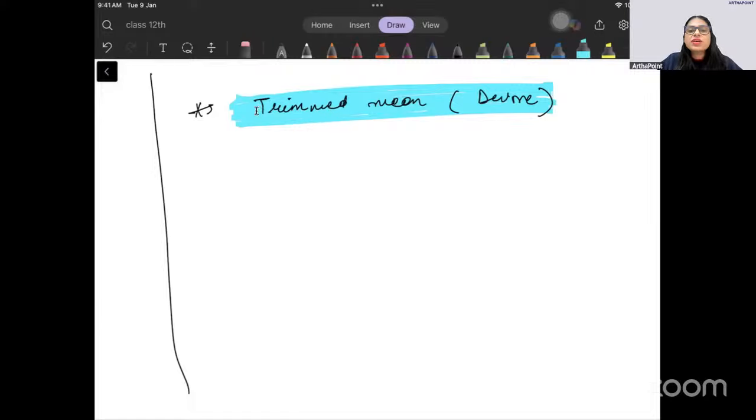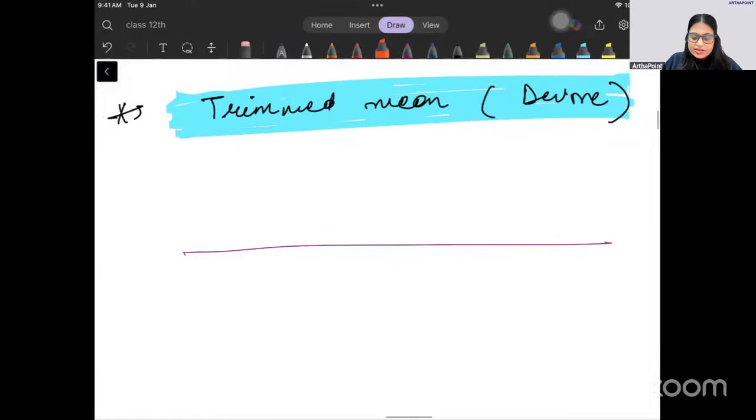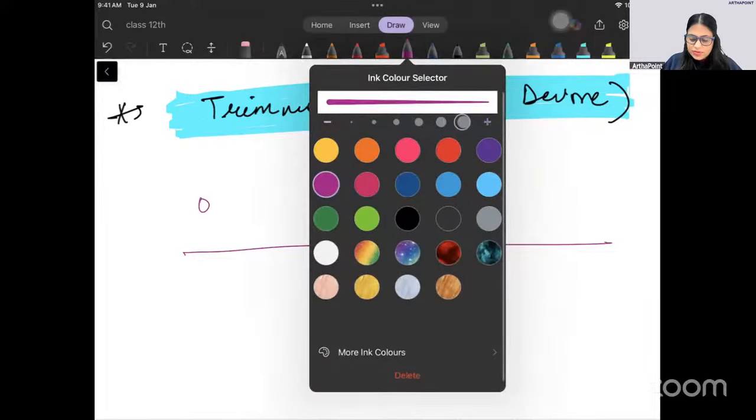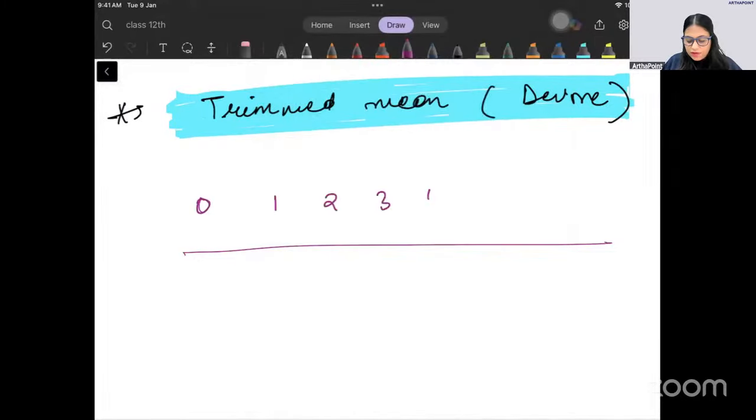Trimmed mean says that we want to find the mean after removing the outliers, because mean is getting affected by outliers. Mean gets affected a lot by outliers. So we want to reduce the influence of outliers. For example, my data is something like 0, 1, 2, 3, 4, 5, 100. Now clearly this 100 is an outlier. It's not matching the data.